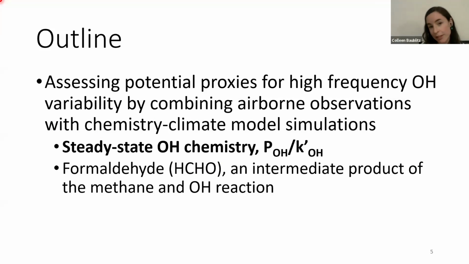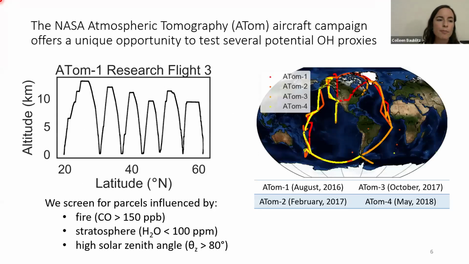Okay, and so toward that aim, here I'm assessing 2 potential proxies for high frequency OH variability by combining some novel airborne observations with chemistry climate model simulations. First I'll be looking at a potential proxy that leverages steady state OH chemistry, broadly the ratio of OH production to its reactivity, which is represented in this slide with the K prime OH term, as well as formaldehyde, which is an intermediate product of the methane and OH reaction. And so first I'll consider the steady state proxy.